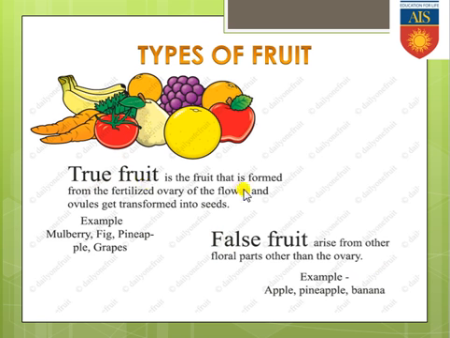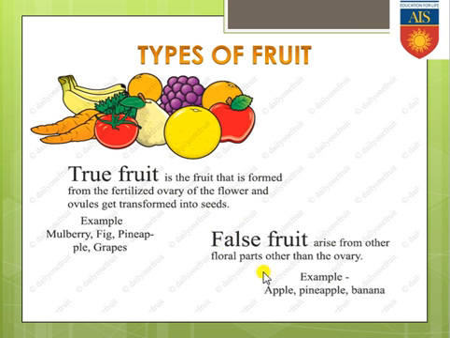True fruit is a type of fruit which generally forms from the fertilized ovary of the flower. That means if the ovary of the flower gives birth to the fruit and the ovule present within the ovary gives birth to the seed, then the fruit is known as true fruit. Examples: mulberry, fig, pineapple, grapes. Even mango is an example of true fruit, because there the ovary forms the fruit and the ovule forms the seed. But there is another type of fruit, commonly known as false fruit.